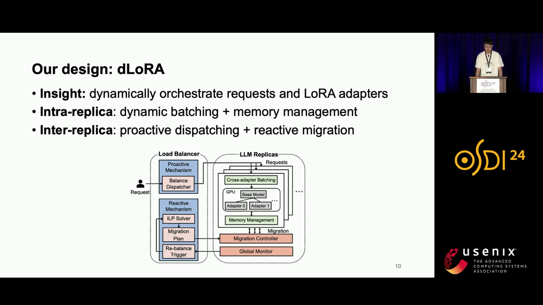Within a replica, dLoRA employs a novel cross-adapter batching technique to process requests to different LoRA adapters in a single batch, thereby improving the GPU utilization. Across replicas, dLoRA dynamically migrates LoRA adapters and requests within the cluster to achieve better load balancing. This figure shows the overall architecture of dLoRA.